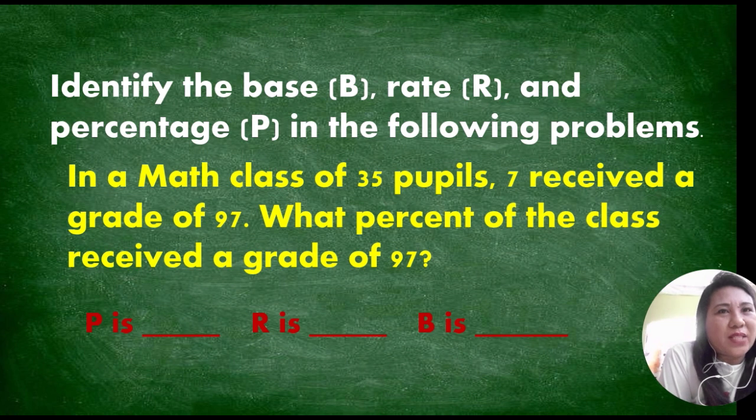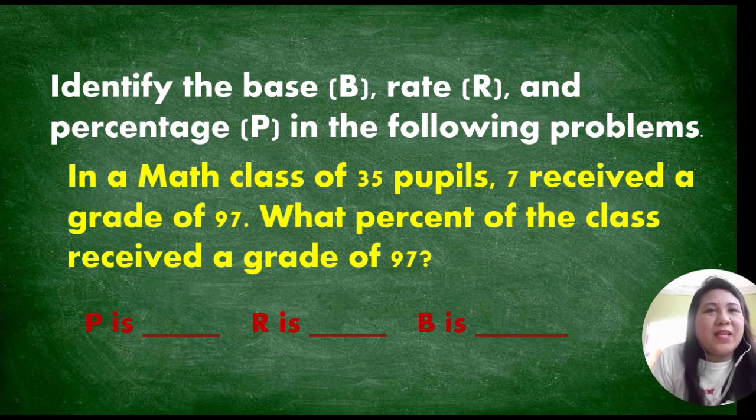Let's read it once more. In a math class of 35 pupils. So, how many pupils are there? We have 35. 7 received a grade of 97. What does your 7 represent? What percent of the class received a grade of 97? So we are looking for the rate. Very good.